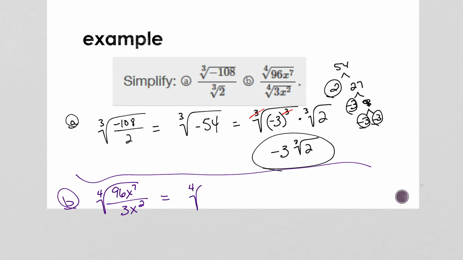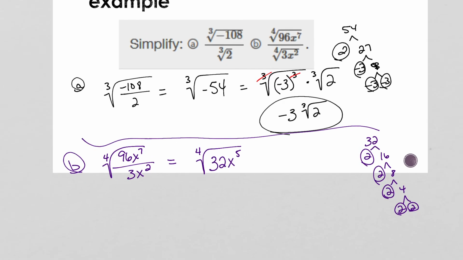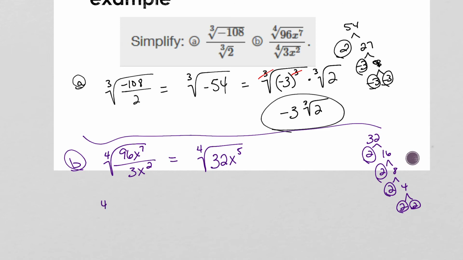So I want the fourth root of 32, right? Yep, x to the 5th. All right, so now I'm going to do a factor tree for 32. 2 times 16, 2 times 8, 2 times 4, and then 2 times 2. So that would really be 2 to the 1, 2, 3, 4, 5th power, right? Okay, so I can rewrite this as the fourth root of 2 to the 4th power times the fourth root of 2. Okay, remember that we had to have 5 total.